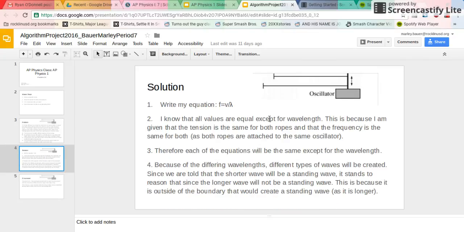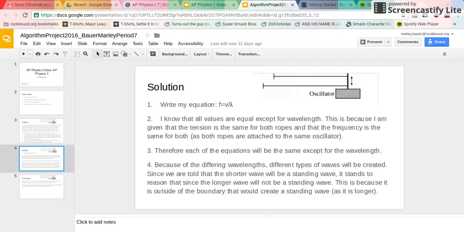Now, we follow the steps for waves to figure this out. One, you write your equation, which is f equals v over lambda: frequency equals velocity over wavelength. Now, I'm given in my problem that all values are equal except for the wavelength, because the tension is the same for both strings, and the frequency is the same for both, as they're both attached to the same oscillator.